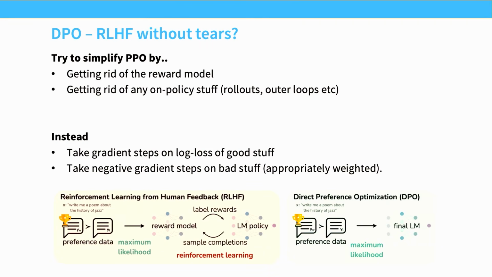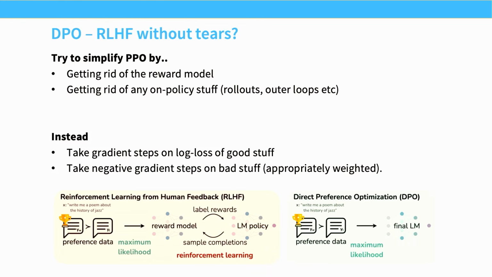And this is DPO. And so the algorithm is very, very simple. What we're going to do is try to get rid of the complicated parts of PPO. What are we going to get rid of? We're going to get rid of the reward model. We're going to get rid of anything that has to do with on-policy stuff. And by getting rid of these two things, we're going to try to make a much simpler RLHF algorithm. And it relies on a very simple intuition, right? Everything in deep learning is just taking gradient steps in the direction of good things. And so we're going to take steps in the direction of the log loss of the good stuff, and then we will take negative gradient steps in the direction of the bad stuff.